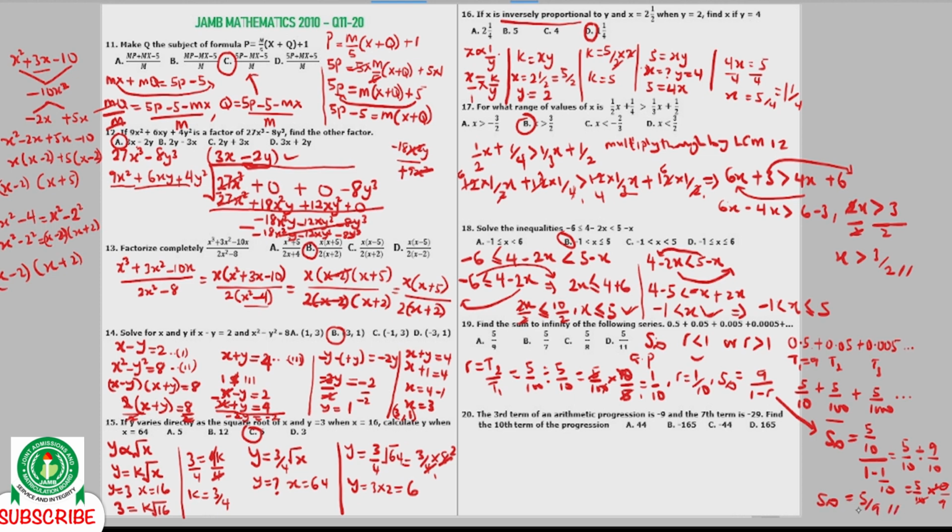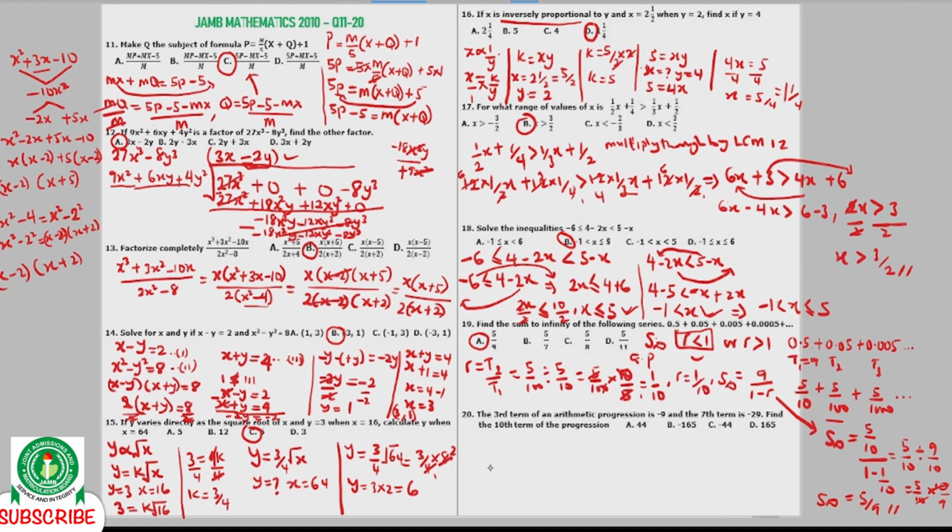So that's that about the sum to infinity of a GP whose R is less than 1. This common ratio is less than 1. So the answer here is 5 over 9, which is option A.